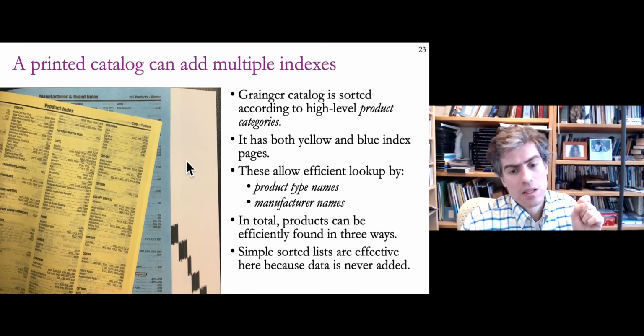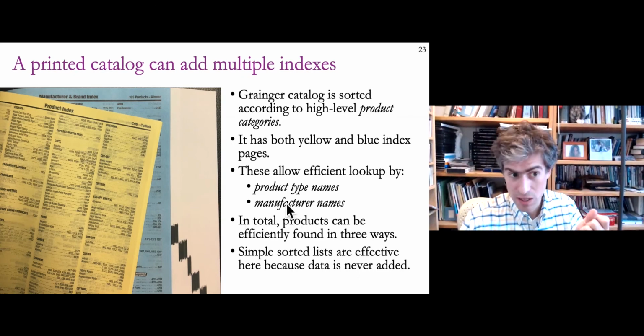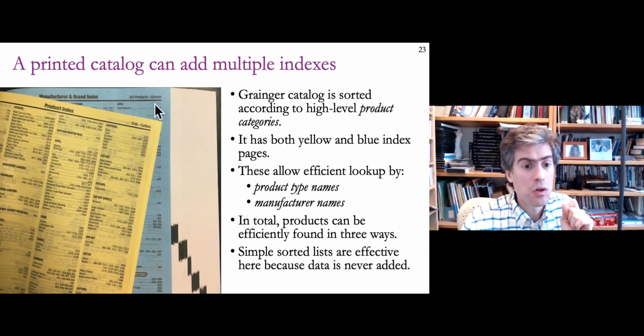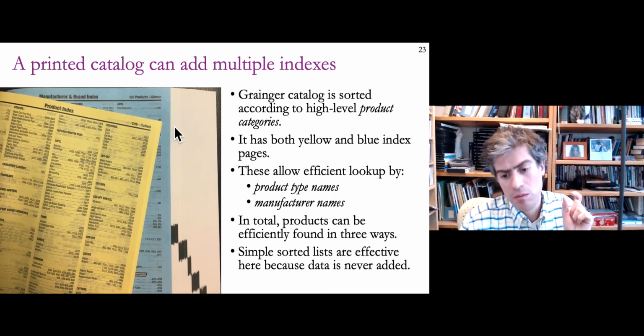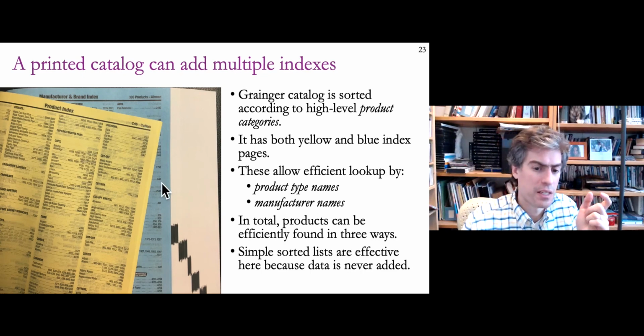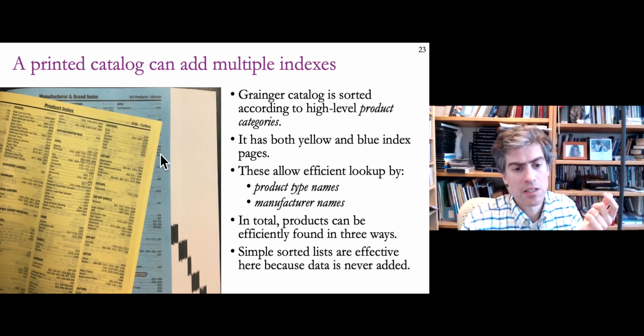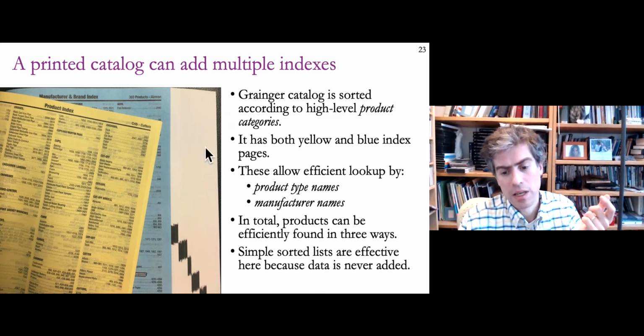Okay. Same thing is true for another dimension of the data, which is the manufacturer names. These blue pages here are an index of manufacturer names, and if you want to find all the products that are made by, let's say, a certain company, you would see them listed here, the page names and the page numbers, and you could go through and find those in the main catalog.